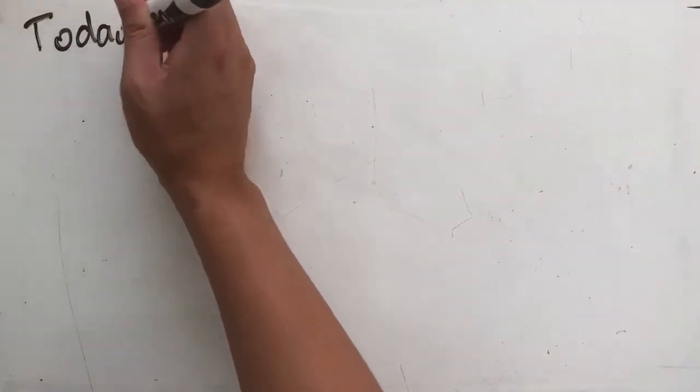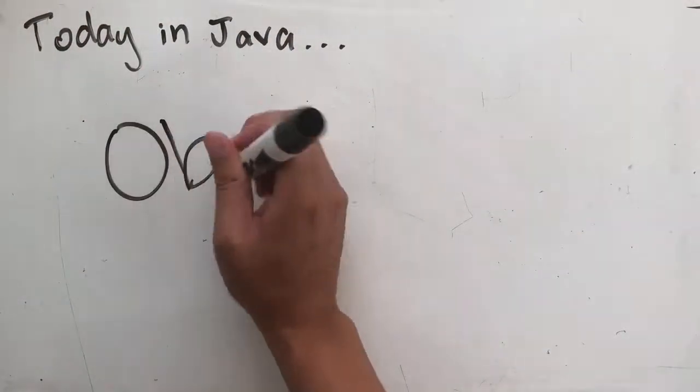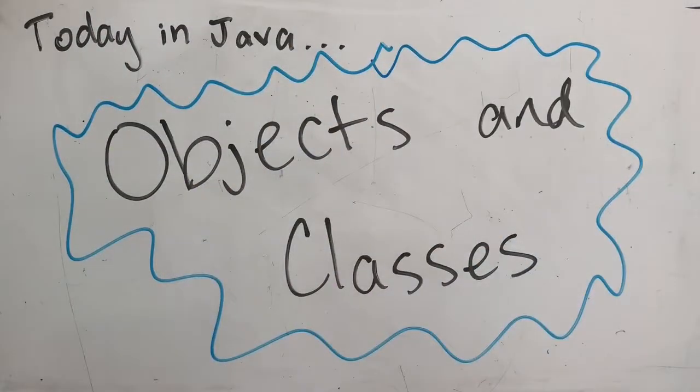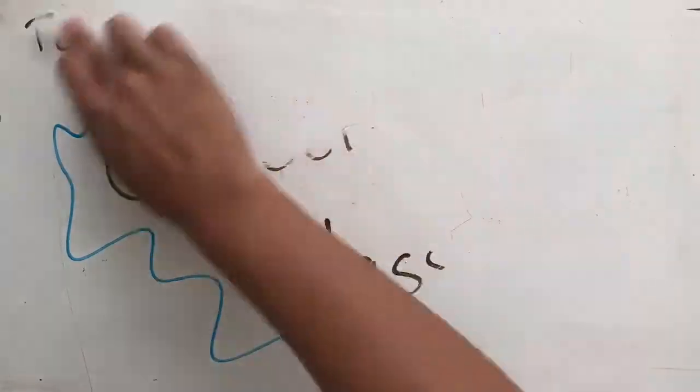Today we're going to talk about a few really important concepts in Java. These concepts are called objects and classes. As you may or may not know, Java is an object-oriented language, and we live in an object-oriented world. In the real world, you look around and we're surrounded by objects.